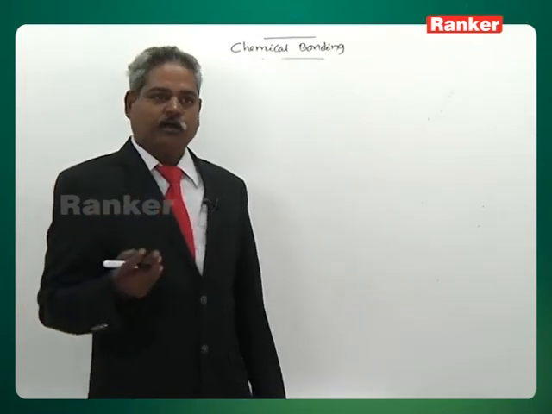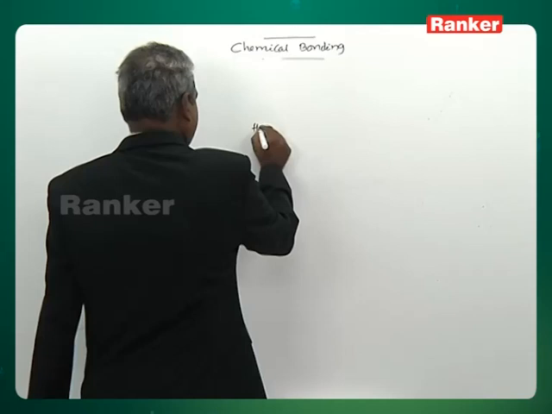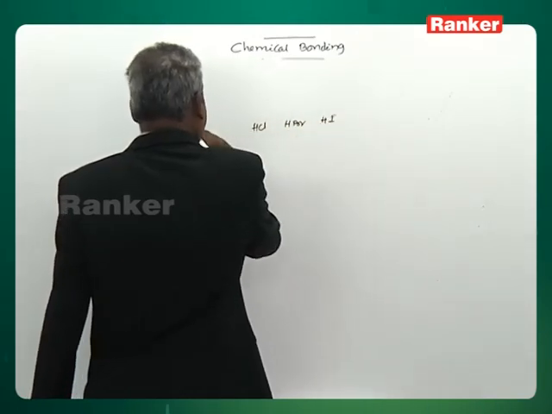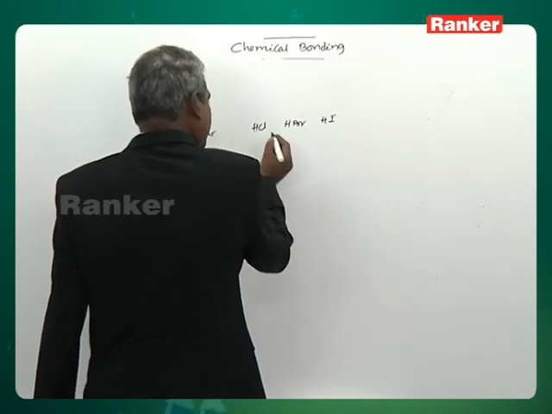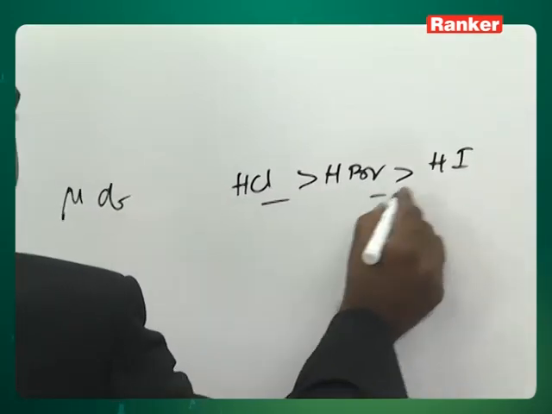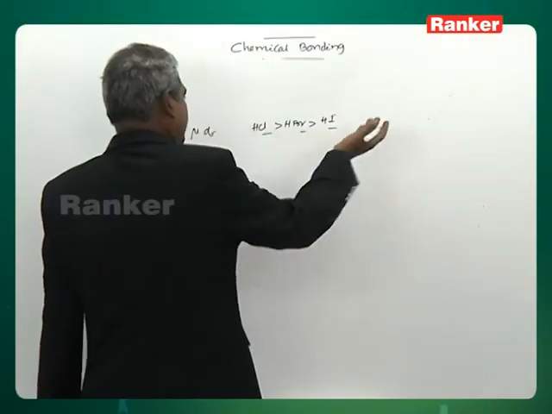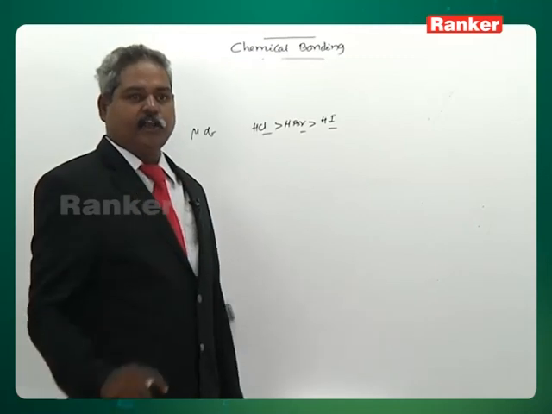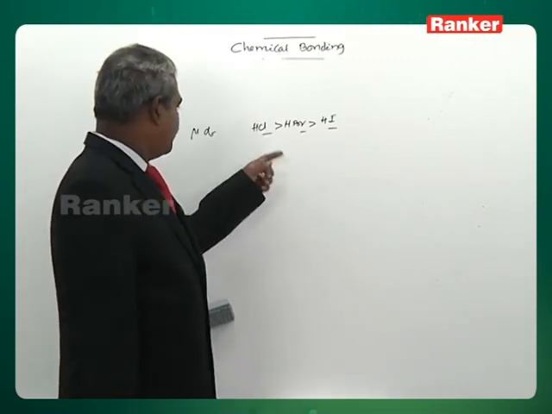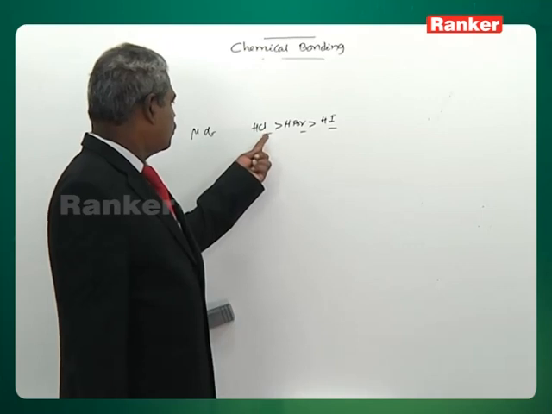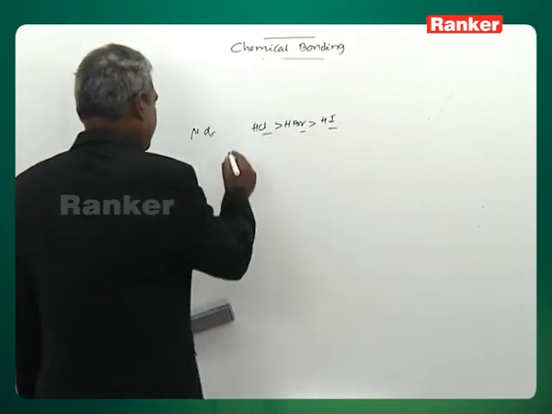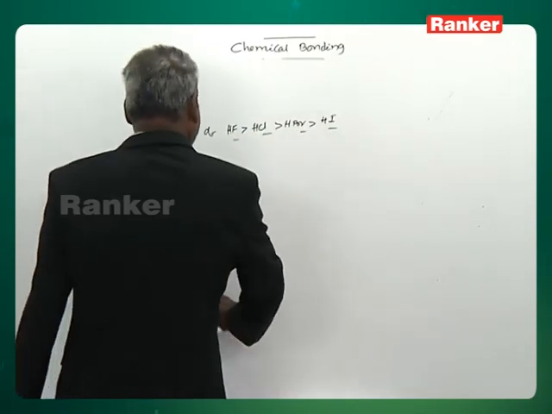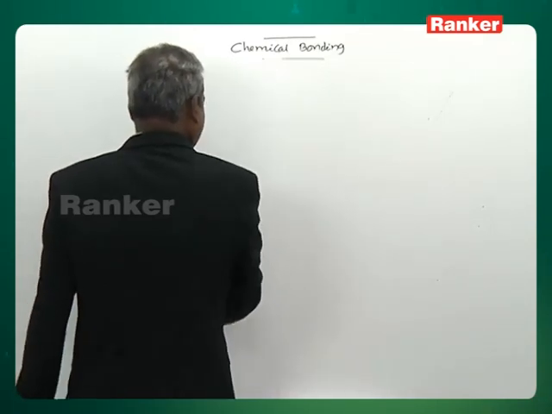Which is more polar? The dipole moment of HCl, HBr, HI. Dipole moment mu. HCl is definitely greater, because chlorine is more electronegative. The greater the electronegativity difference, the greater the dipole moment. Chlorine is more electronegative, therefore it holds the electrons closer towards itself. HF is greater than HCl, like that. So you can easily compare bonds.